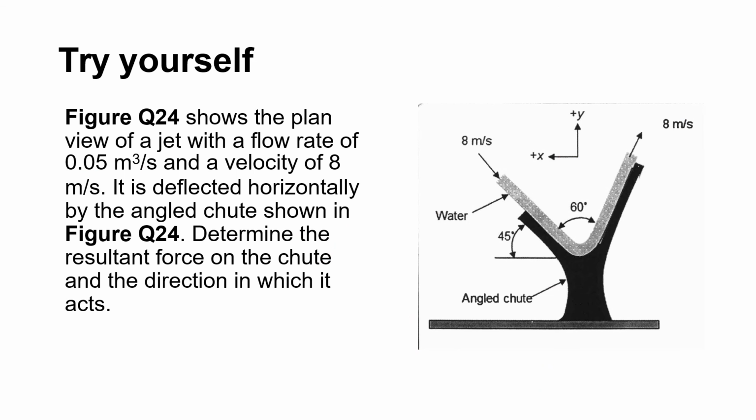Okay, this one also we need to try because this is the curved surface. So the flow rate is given Q and the velocity is 8 meter per second. Deflect horizontally. So we need to determine the resultant force on the chute and the direction in which it acts. Sama lah yang ni pun sama, dia nak resultant force and also the angle.